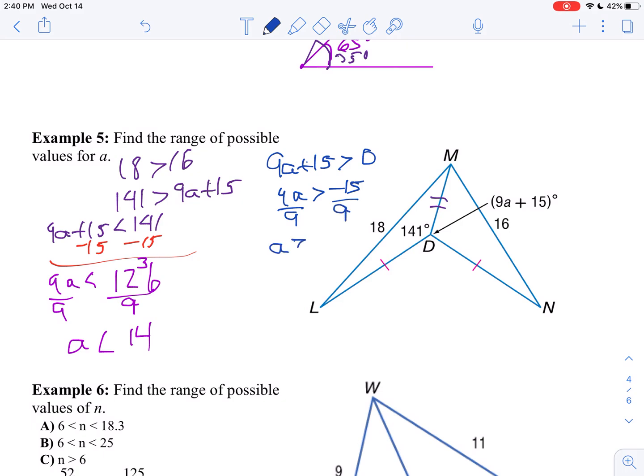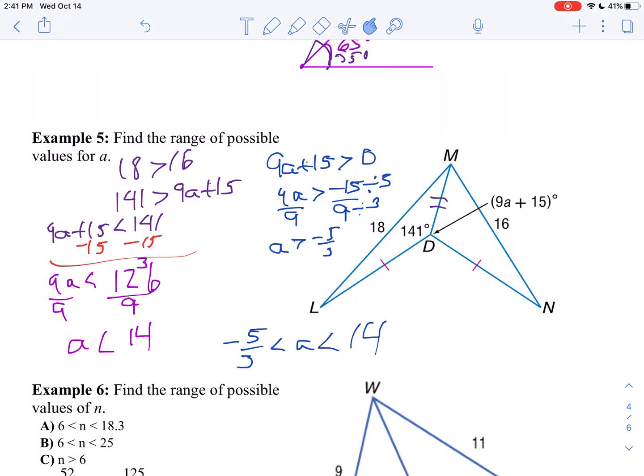A is greater than, let me see, we can simplify that, can't we? We can divide them both by 3. So a is greater than negative 5/3. A can be a negative number. It just can't be any smaller than negative 5/3. So our answer then is a is between negative 5/3 and 14. A could be any of those values.